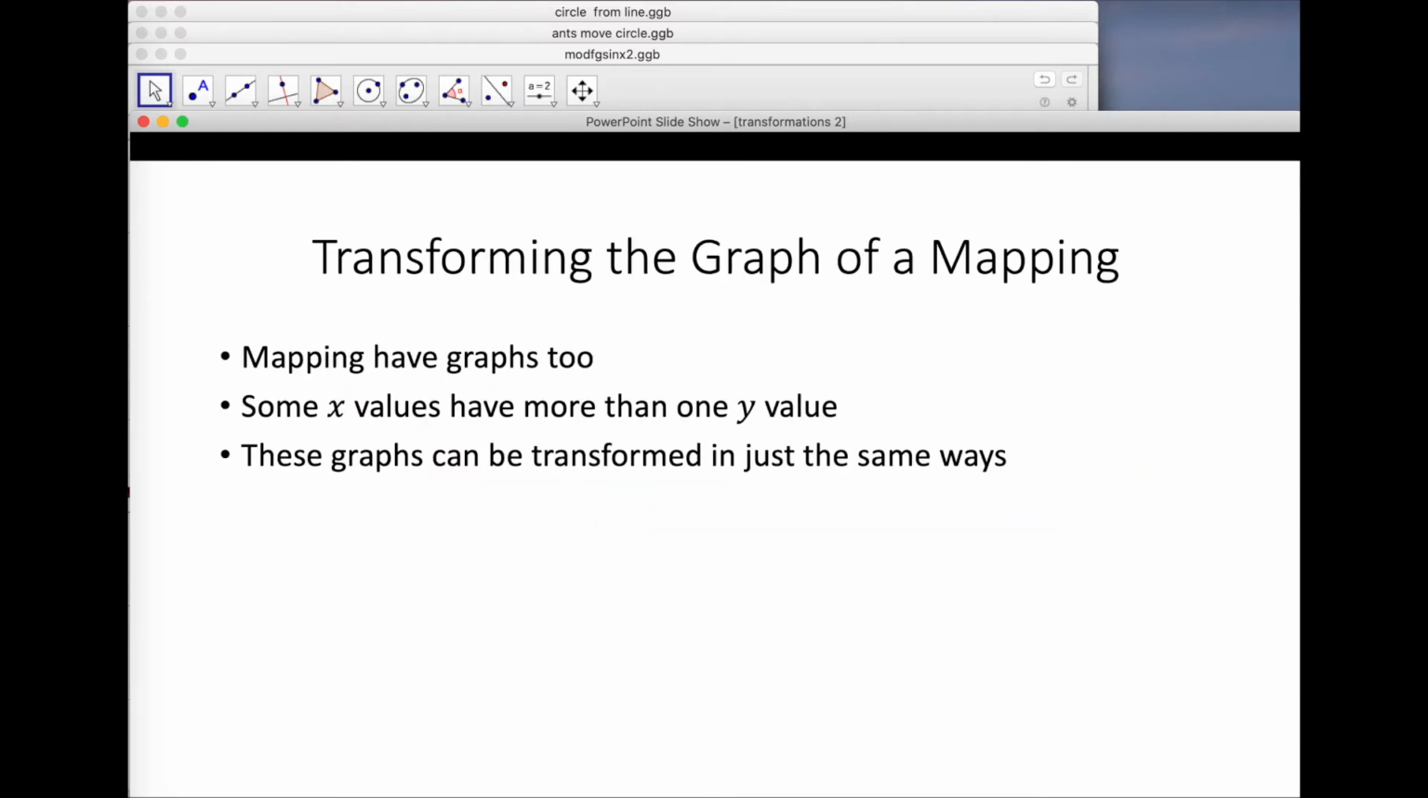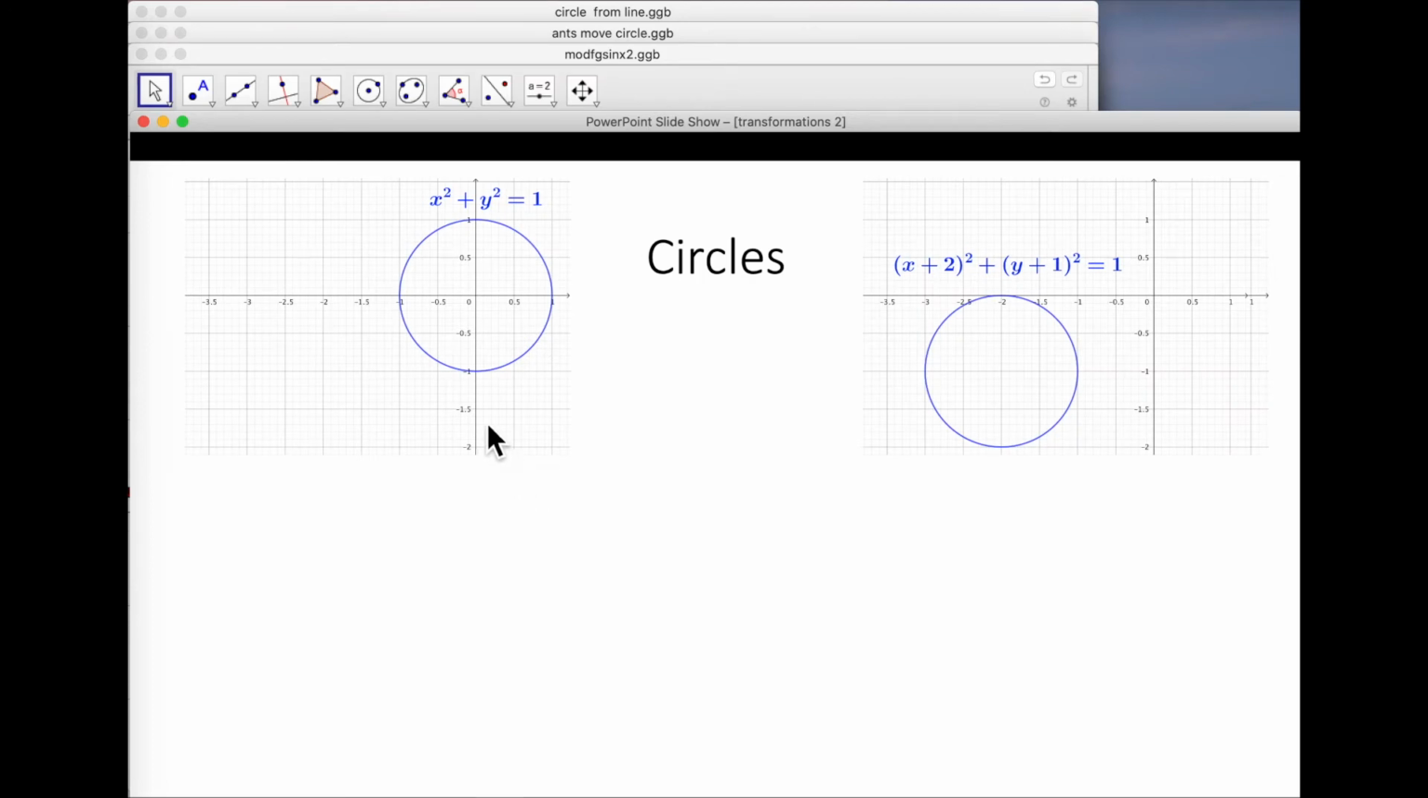The other thing that we introduced last time was that the mappings have graphs as well. It's just that some x values have more than one y value. And these graphs can be transformed in exactly the same way. So let's look at this circle. This is the unit circle. We normally think of this as the equation of the unit circle, which is just Pythagoras' theorem, isn't it?